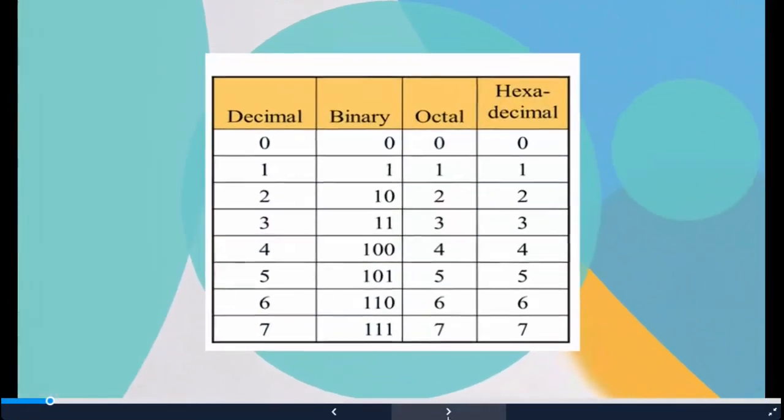So these are examples. For decimal, this is 0, 1, 2, 3, 4, 5, 6, 7. Binary, this is the equivalent. Octal, this is the equivalent.